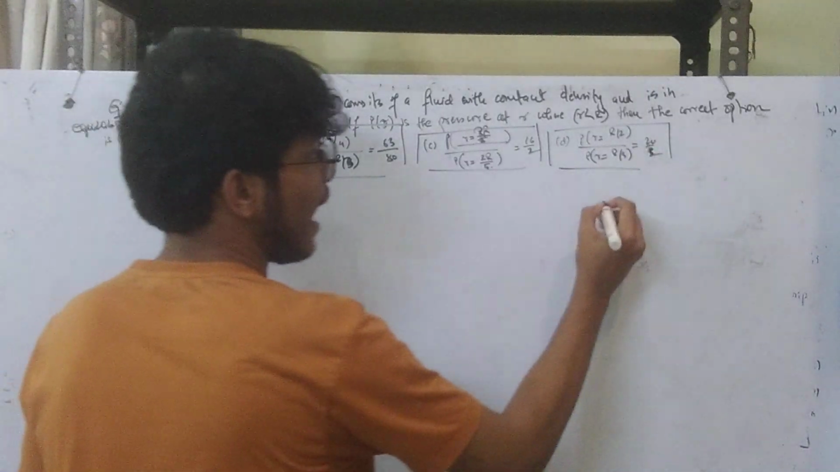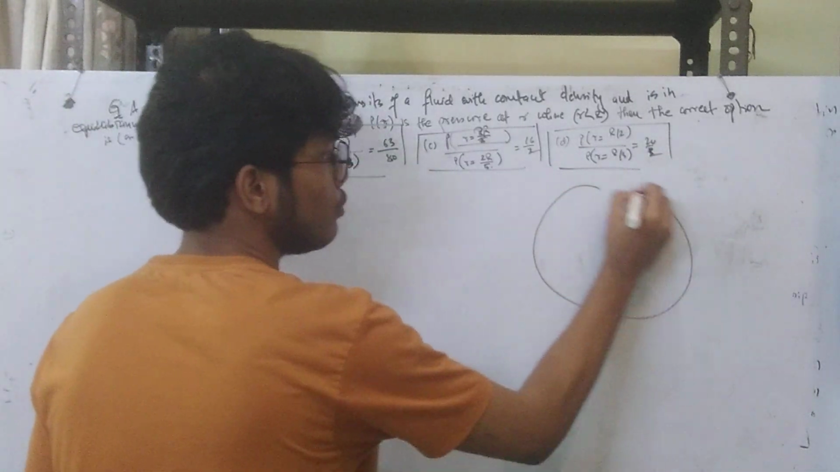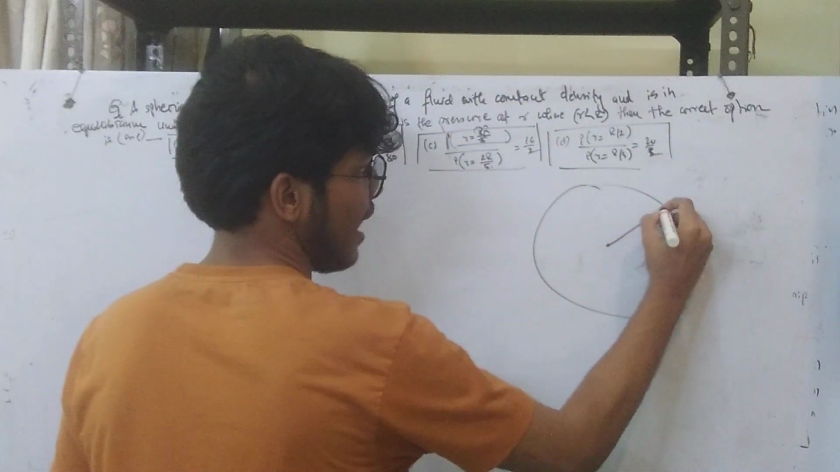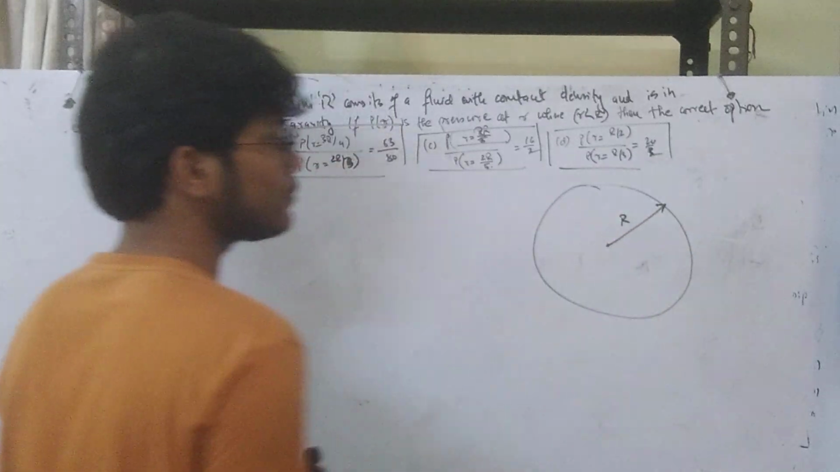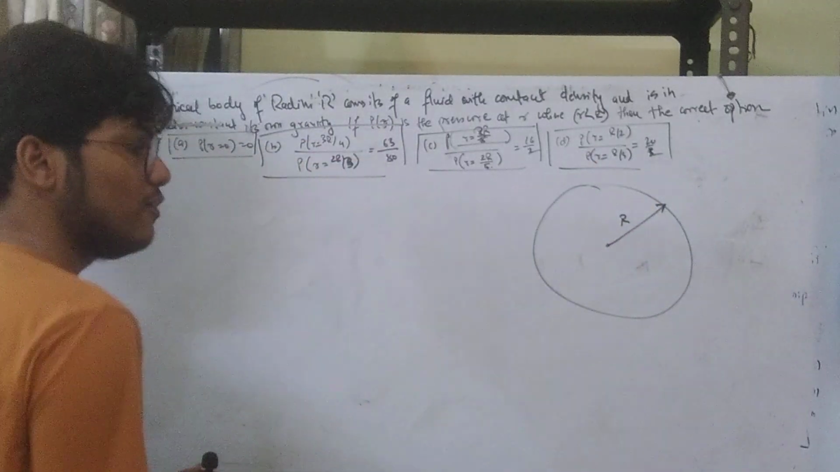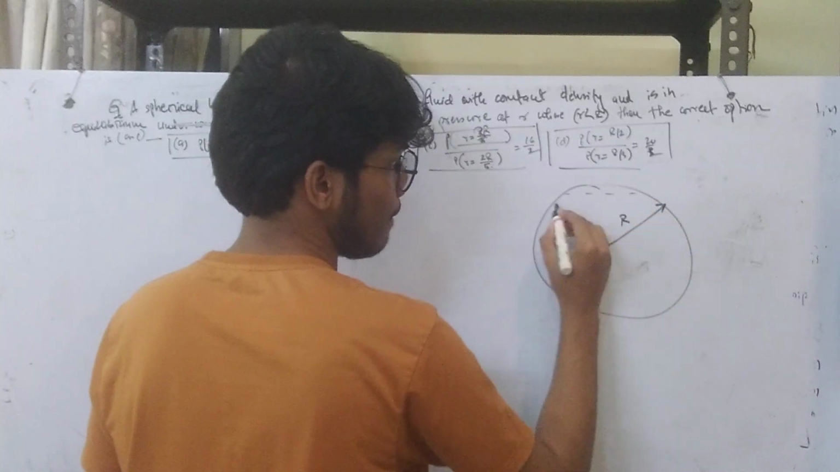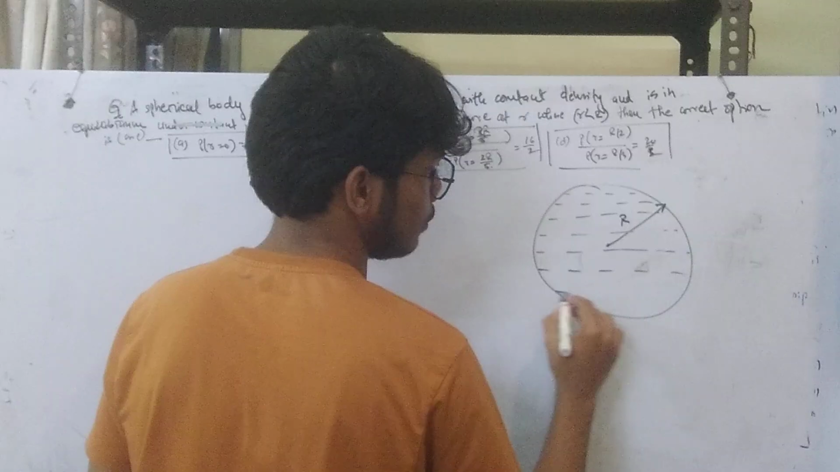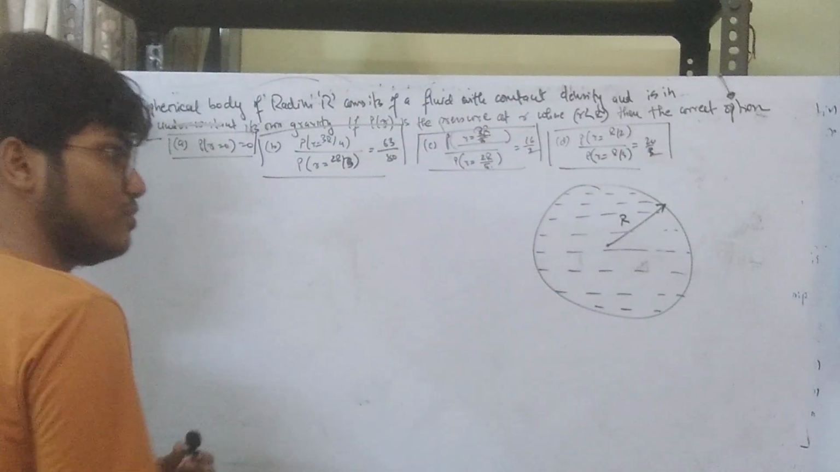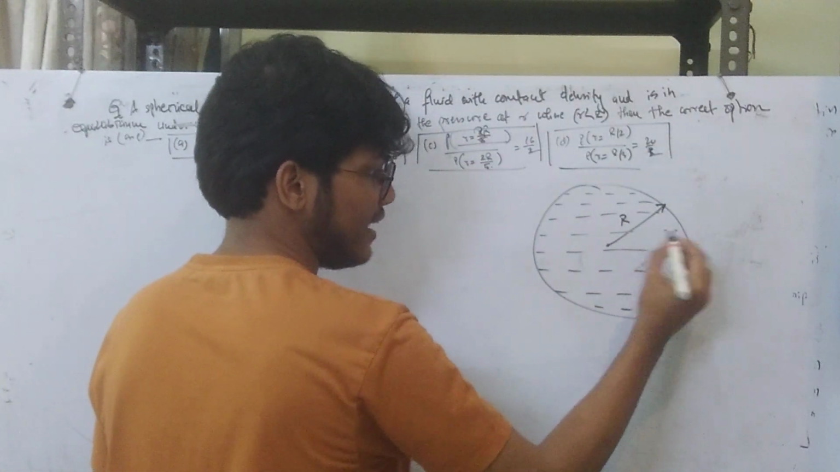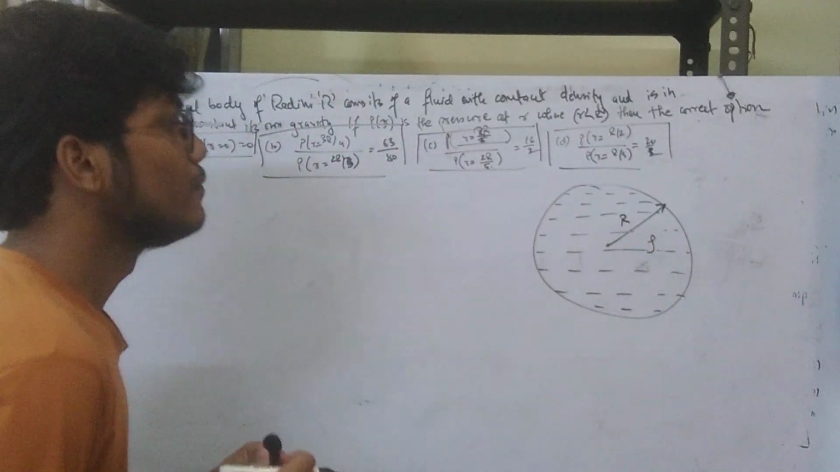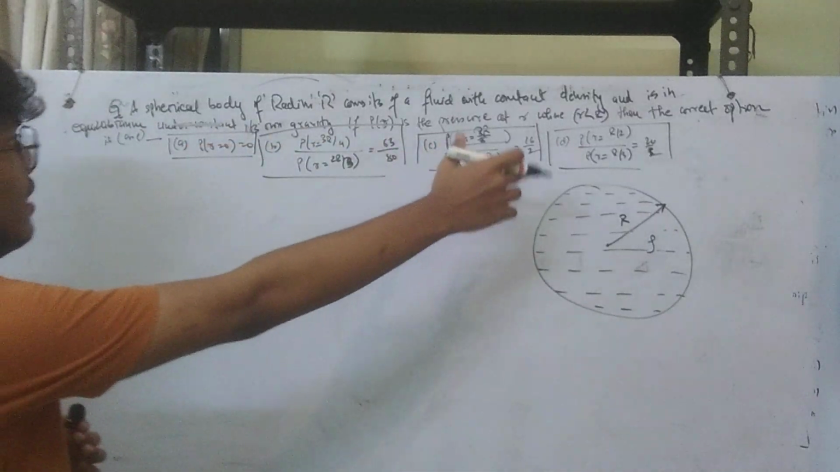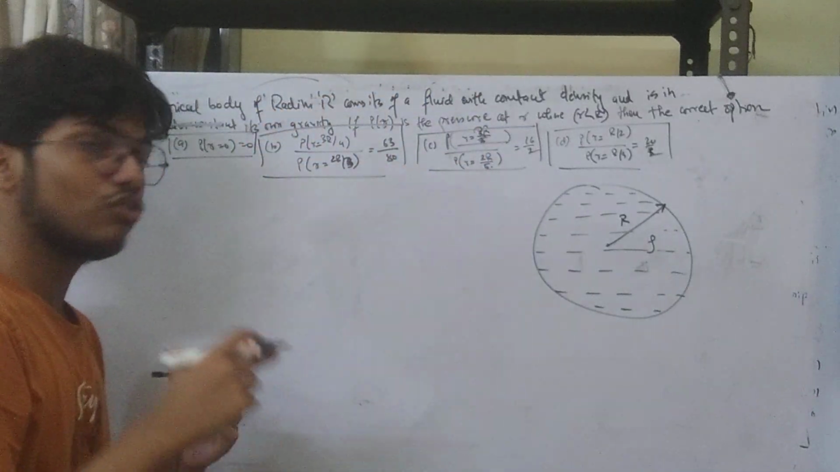So let's first draw the diagram. Let's take this as the spherical body, this is the center and this is R, the radius. Now this whole body is filled up with a liquid. So this is the liquid, and the density of this liquid I can take as rho. There is no problem in it. And it's told that it is in equilibrium under its own density.